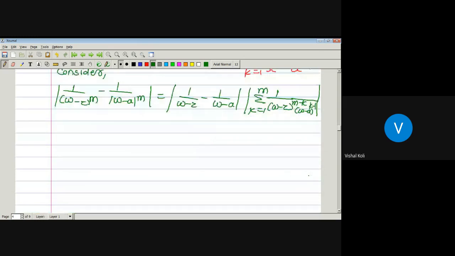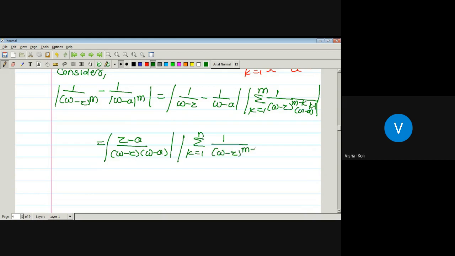Now solve this one, which is actually nothing but w minus a minus of w minus z. Minus w plus w gets cancelled. Then we get z minus a, which is nothing but z minus a divided by w minus z into w minus a into summation k running from 1 to m of 1 upon w minus z to the power m minus k into w minus a to the power k minus 1.